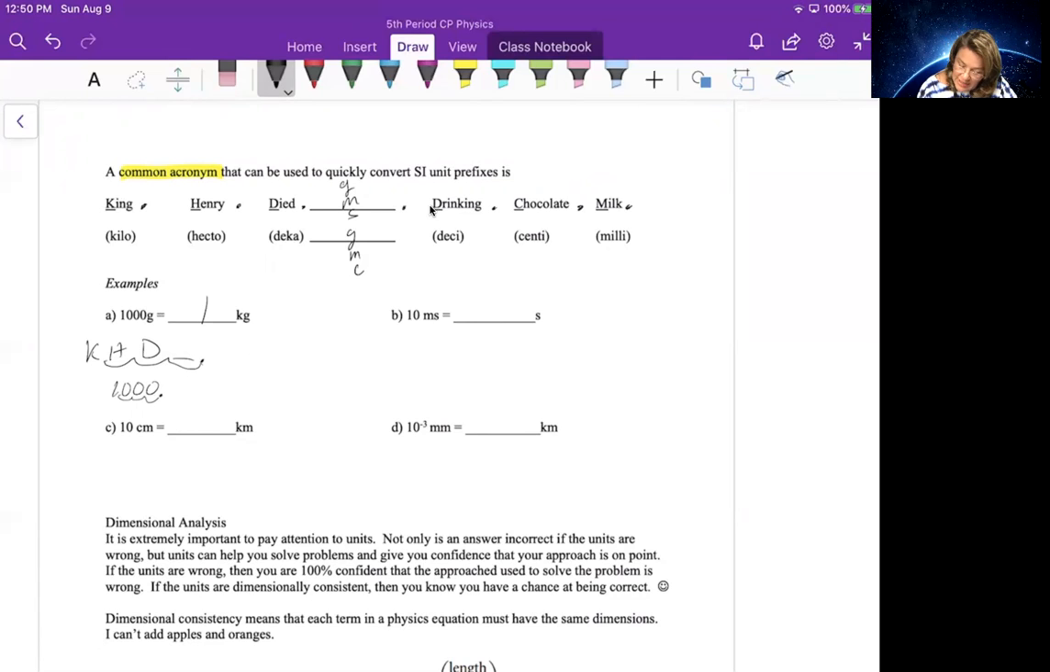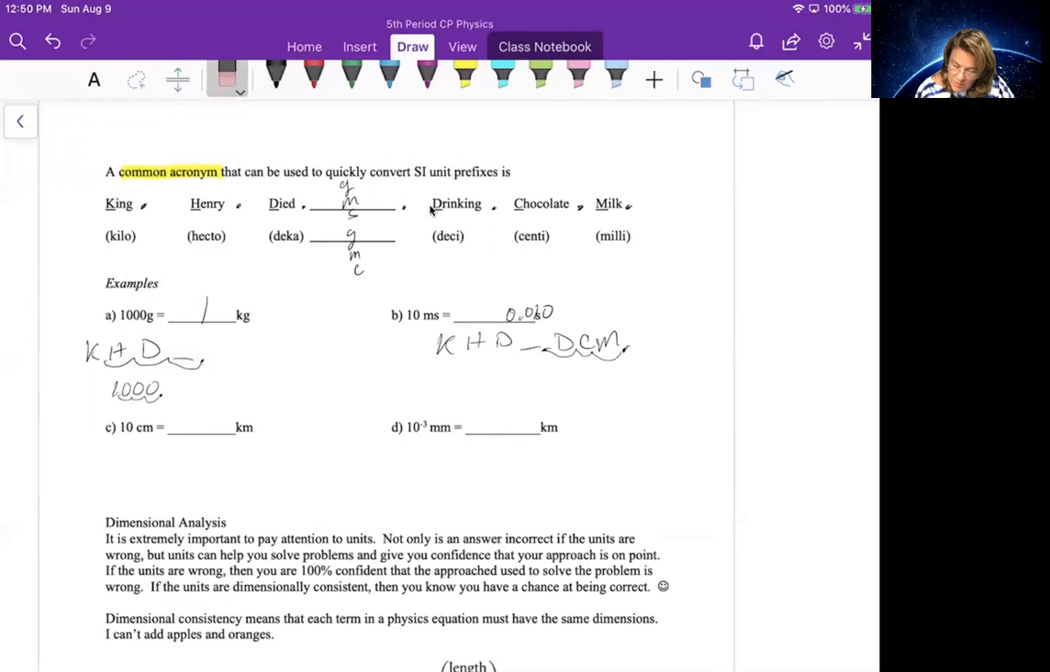If I have 10 milliseconds, King Henry died, my base unit, drinking chocolate milk. I have my decimal point after the milk, and I'm going to move to the second location, which is right here, and I'm going to go 1, 2, 3. I got to move the decimal point 3 times to the left. So I take 10 and I go 1, 2, and I got to go 3, and I got to put an extra 0 in. So 0.010 is the answer. Okay, I hope that makes sense.